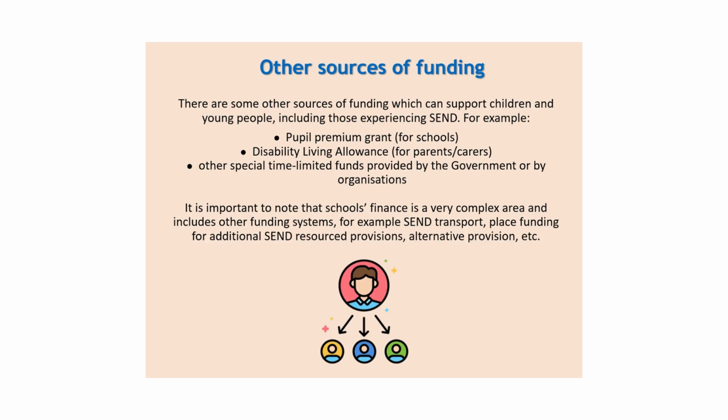Other sources of funding. There are some other sources of funding which can support children and young people, including those experiencing SEND. For example, the Pupil Premium Grant for schools, Disability Living Allowance for parents and carers, and other special time-limited funds provided by the government or by organisations. It is important to note that schools' finance is a very complex area and includes other funding systems, for example SEND Transport, place funding for additional SEND resource provisions, alternative provisions, etc.